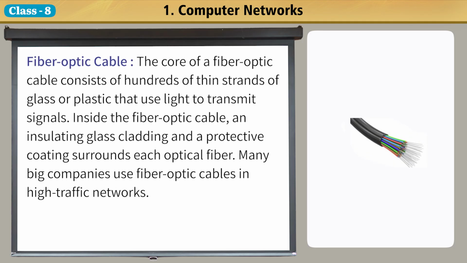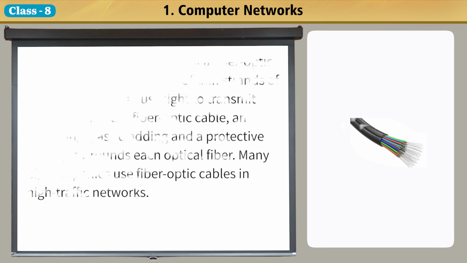Fiber optic cable. The core of a fiber optic cable consists of hundreds of thin strands of glass or plastic that use light to transmit signals. Inside the fiber optic cable, an insulating glass cladding and a protective coating surround each optical fiber. Many big companies use fiber optic cables in high-traffic networks.